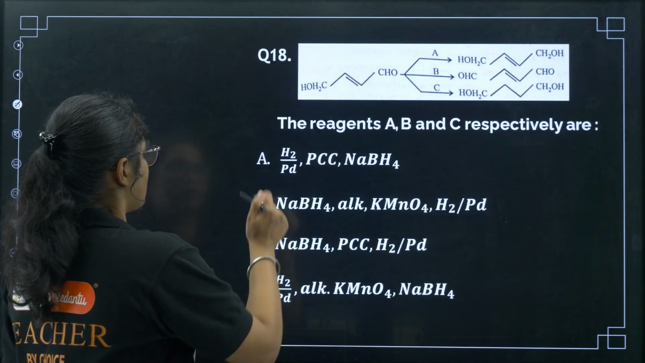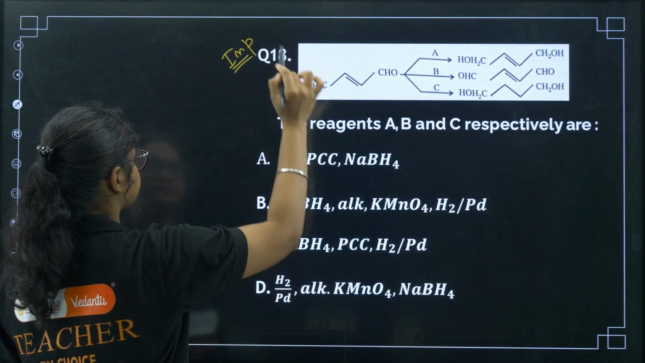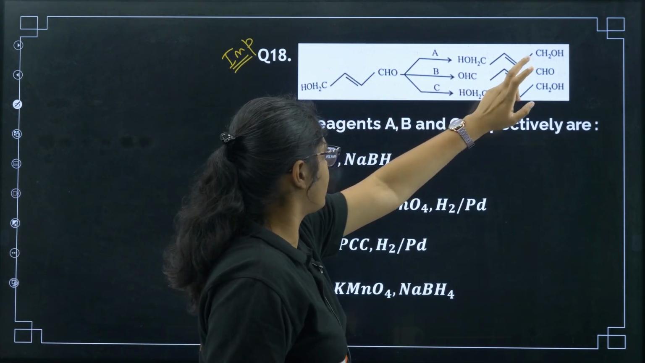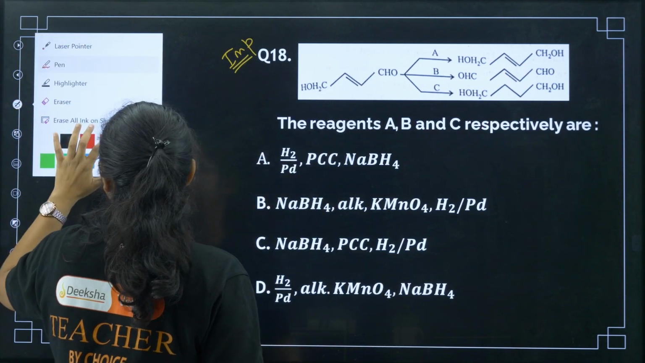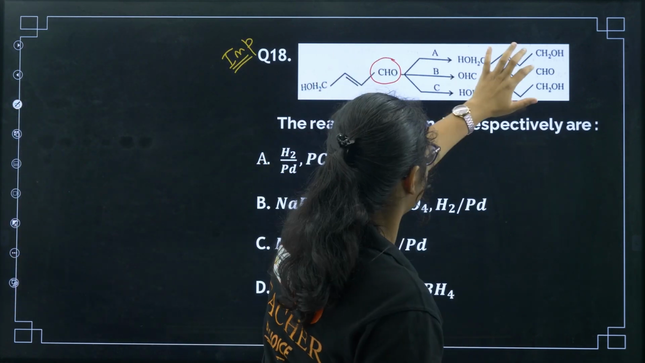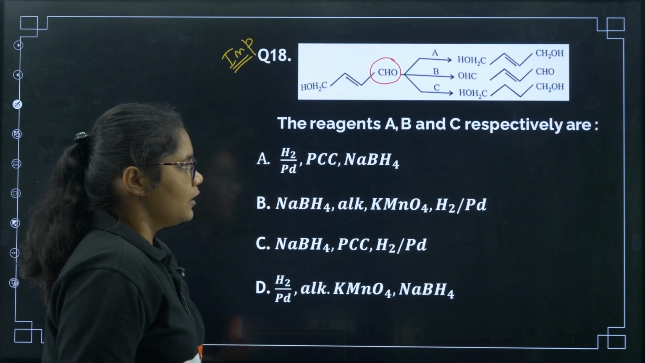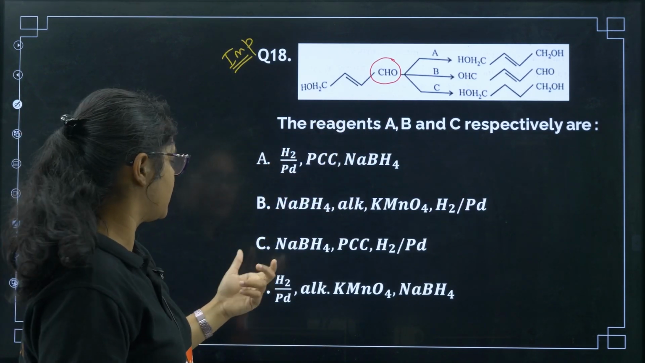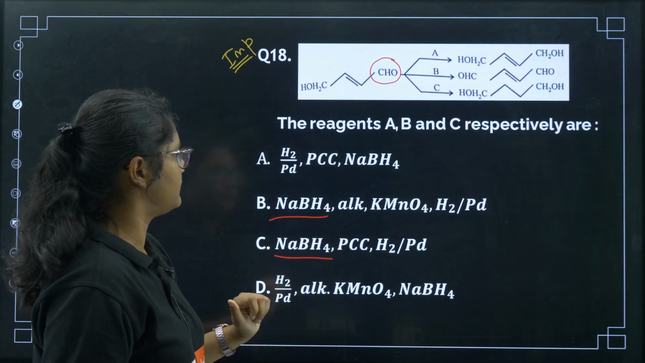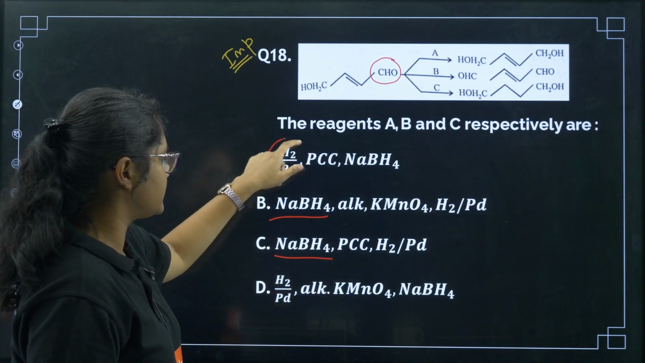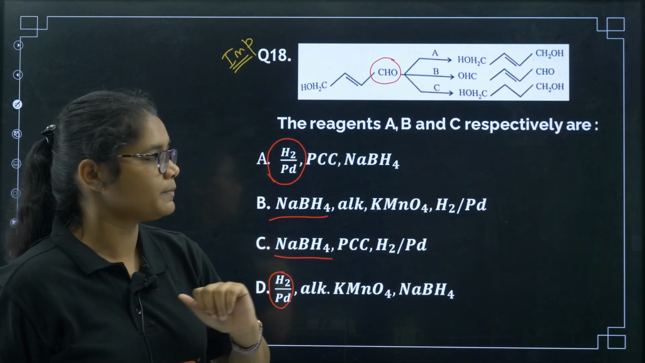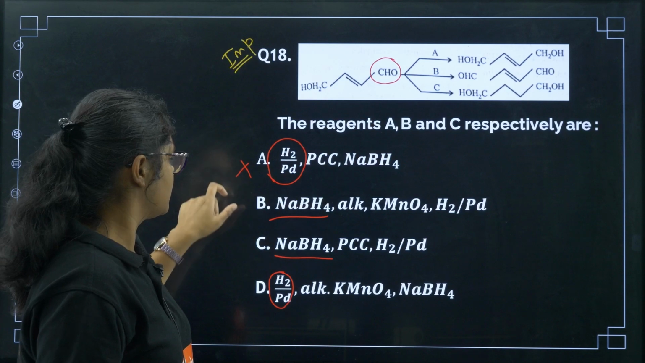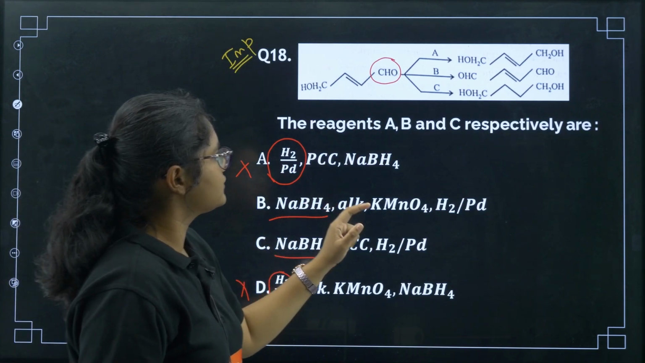Okay, next, this is a very important as well as interesting question. Now if you see, first of all, what is happening in this product? The CHO group is converted to CH2OH, right? So that means reduction is happening. For reduction we can use NaBH4. So here NaBH4 is present, here NaBH4 is present. Now why can't we use H2 palladium? If you use H2 palladium, this double bond will also get reduced. So that is why we cannot use it, and we can eliminate these two options. Next, you see what is happening.